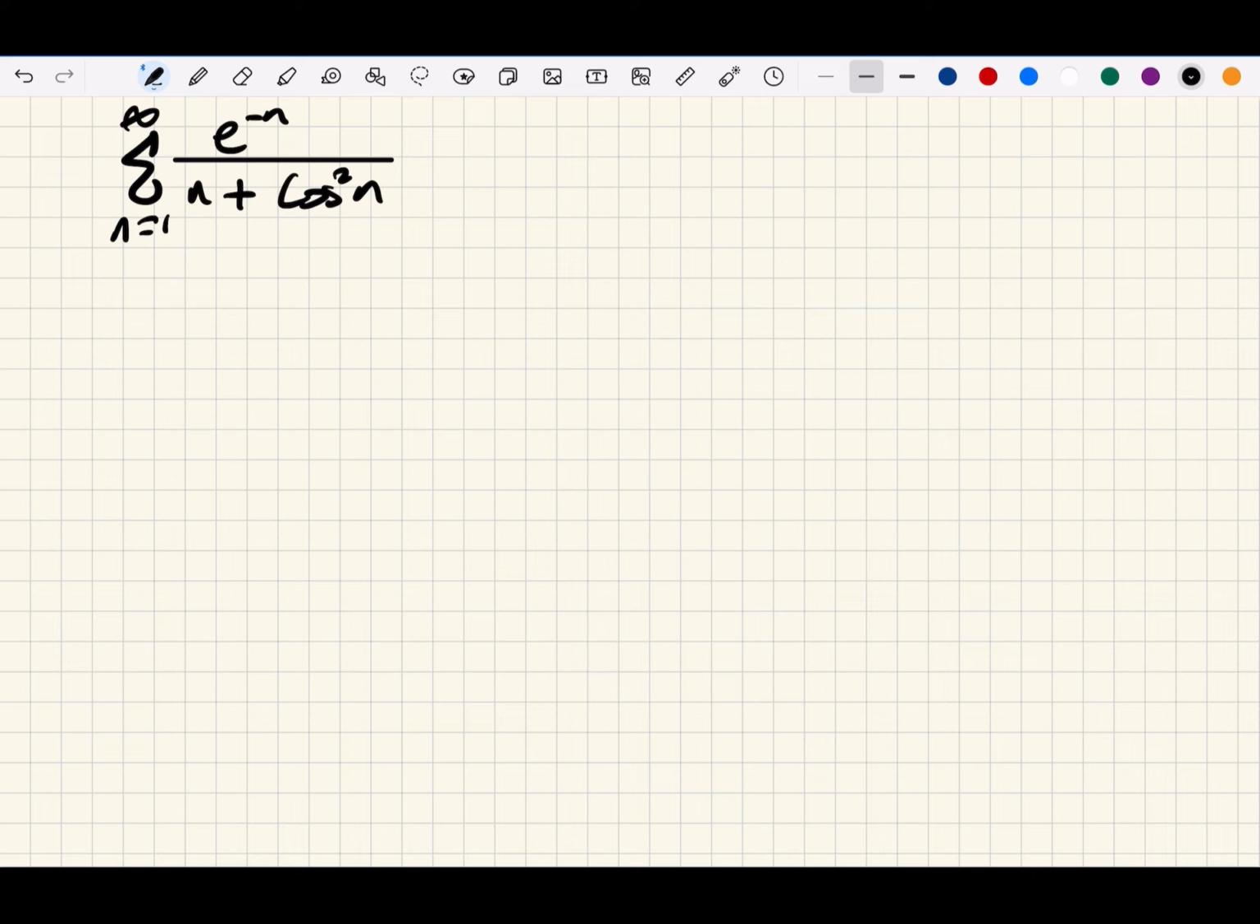Okay, but if we're going to use a comparison test, I have to compare this thing to something that I know converges, if I think it converges, and I have to do some algebra to show that it does. What do you know about 1 over n? It's divergent, and what are we suspecting? It's convergent. Yeah, good. That's good, Everett. That's the sort of way that we want to think. Okay?